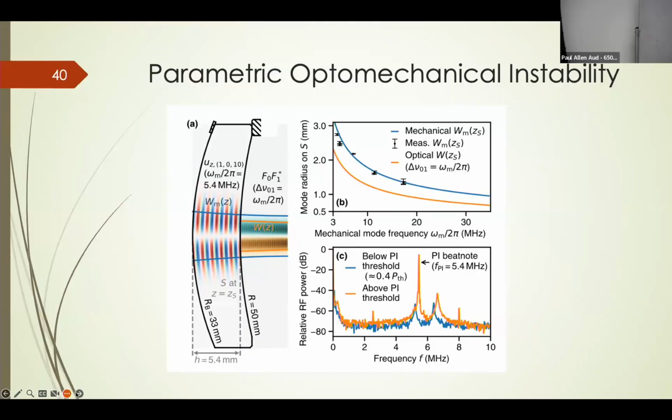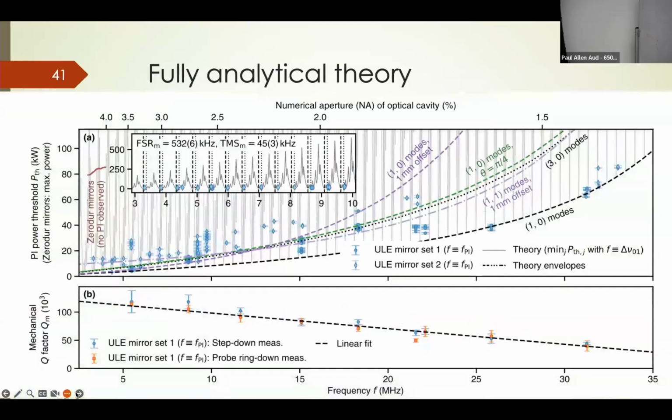The cavity modes are also Gaussian. And so the overlap integral between the cavity mode, the 0-0 optical mode, and the 0-1 optical mode is a giant Gaussian integral that we can solve analytically. And so after a while, we developed a fully analytical theory of the onset of the parametric optomechanical instability.